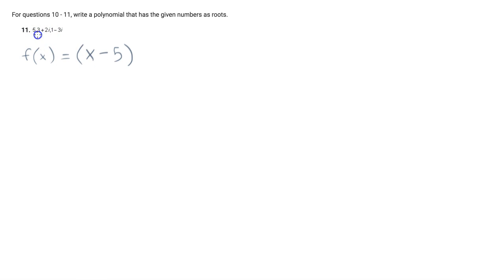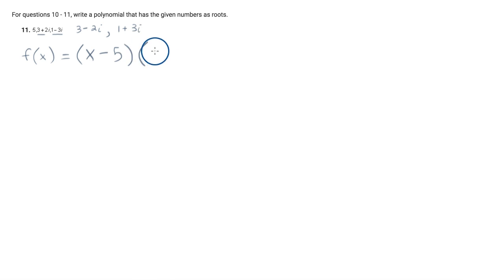Our next two roots, 3 plus 2i and 1 minus 3i, actually come in pairs. Because of the complex root theorem, we know that for each complex root, we actually have a conjugate. So 3 minus 2i and 1 plus 3i are included in our roots, and so we have to include them in our polynomial function that we're writing.